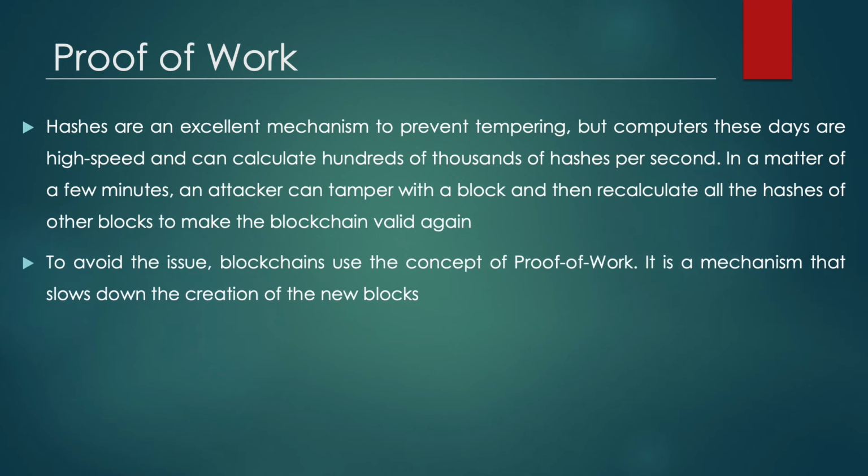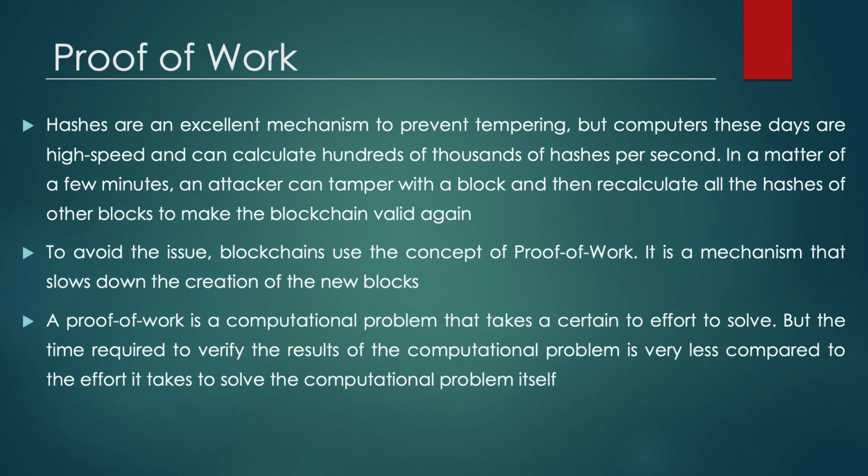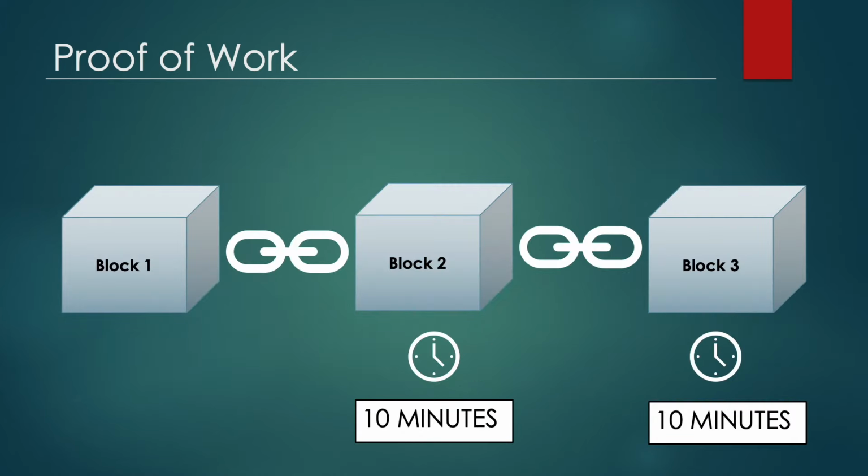To avoid the issue, blockchain uses the concept of proof of work. It is a mechanism that slows down the creation of new blocks. Thus, a proof of work is a computational problem that takes a certain effort to solve. But the time required to verify the results of the computational problem is very little compared to the effort that it takes to solve the computational problem itself. In the case of Bitcoin, it takes almost 10 minutes to calculate the required proof of work to add a new block to the chain.